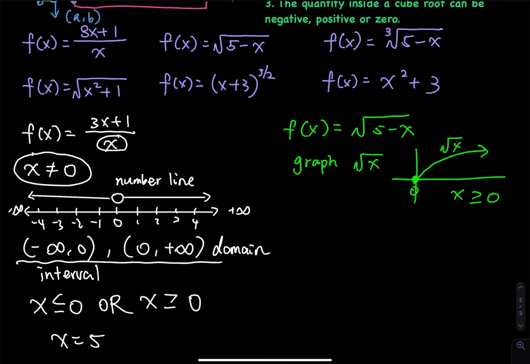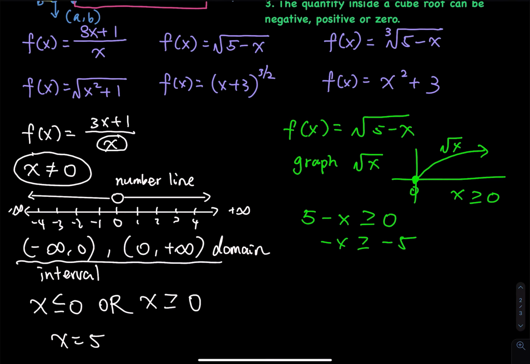So if you consider the function square root of 5 minus x, the entire quantity inside the radicand must be greater than or equal to 0. Because if you have square root of a negative, that is undefined. Square root of negative 5, negative 10, negative 1,000, they are all undefined. And then you solve the inequality. So we subtract 5 on both sides. 0 minus 5 is negative 5.